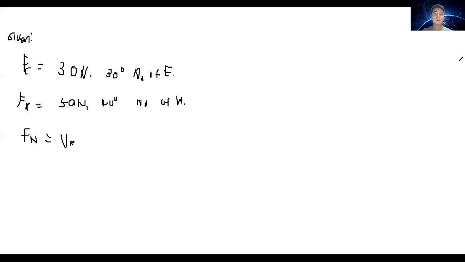The first step is to draw the free body diagram of these forces. We have 30 newtons, 30 degrees north of east. So this is east, that is north. It looks something like this, in reference to the eastward direction. So this is 30 degrees.